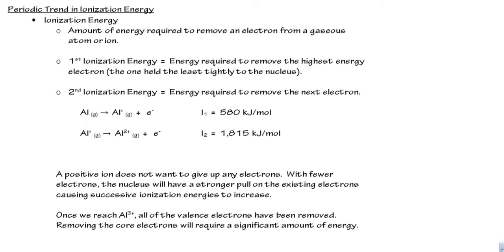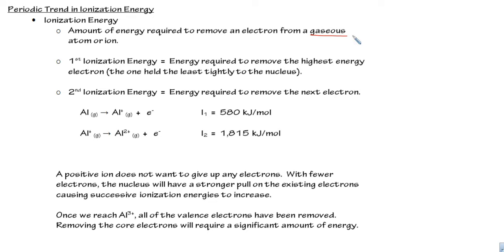Ionization energy is the amount of energy required to remove an electron. It's typically measured from an atom or ion in the gaseous state. So don't be freaked out if you see little equations, kind of like this aluminum equation in the center. This would represent ionization energy if I wanted to write an equation for it, where I would have the gaseous atom and I'm removing an electron to form a positive ion.